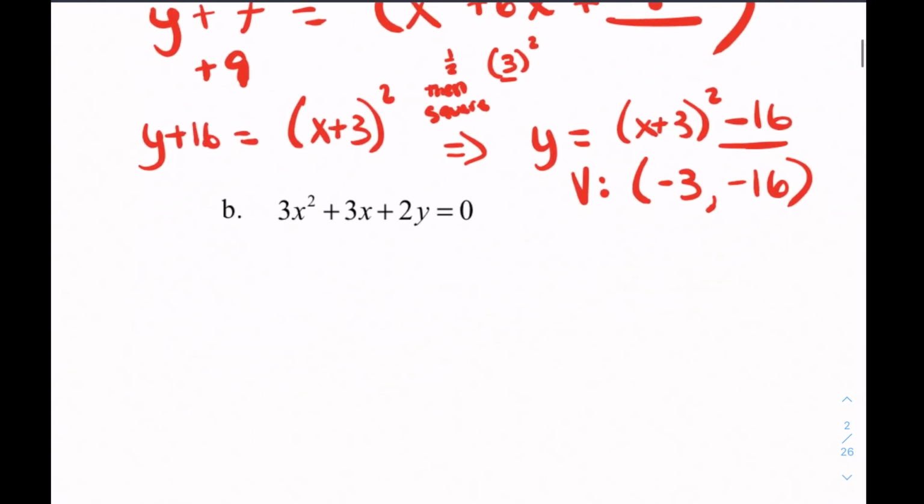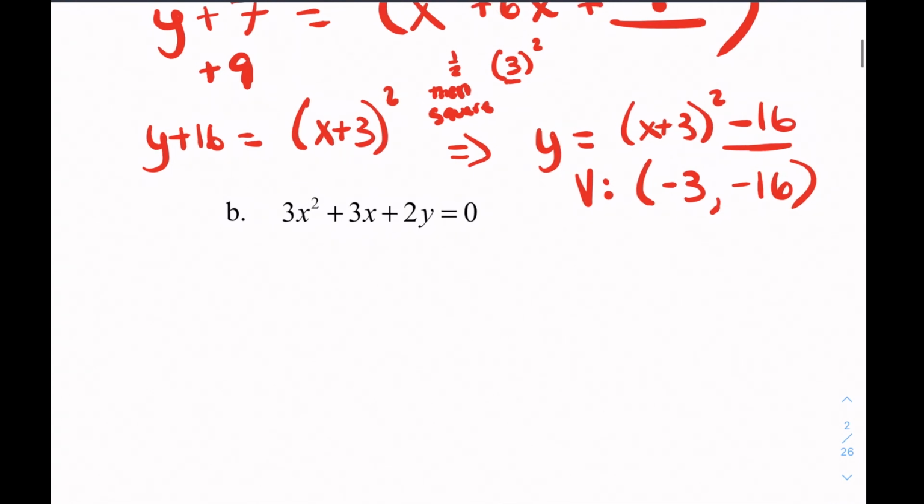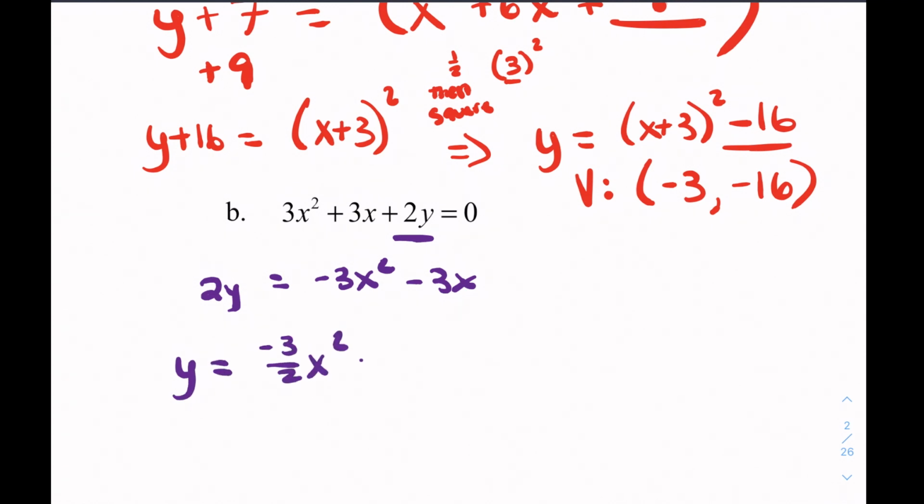Now, what happens when it's not so nice? So first off, I'm going to get the y on the other side. I'm going to keep the y on one side and move everything else to the other side. That's what's going to work out. So I'll have 2y equals negative 3x squared minus 3x. Then I'll divide everything by 2. Y equals negative 3 halves x squared minus 3 halves x.